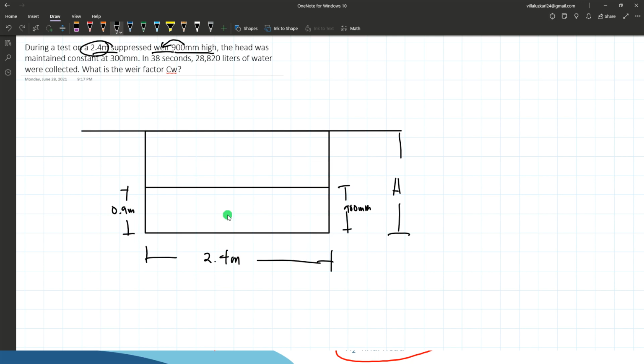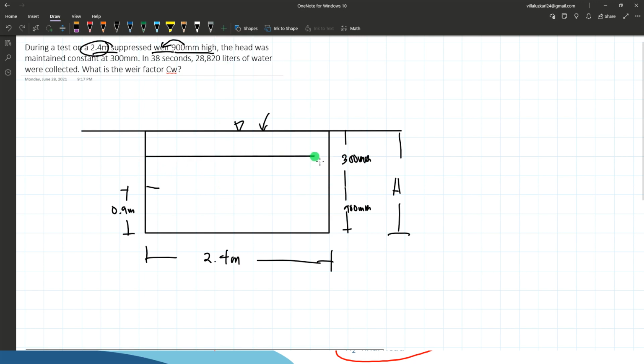Then the head was maintained constant at 300 mm. So it means that our head now should be measured from this point up to this point. Let's say here is your water level. So the head is maintained constant at 300, so that's 300 mm. So let's make it realistic.